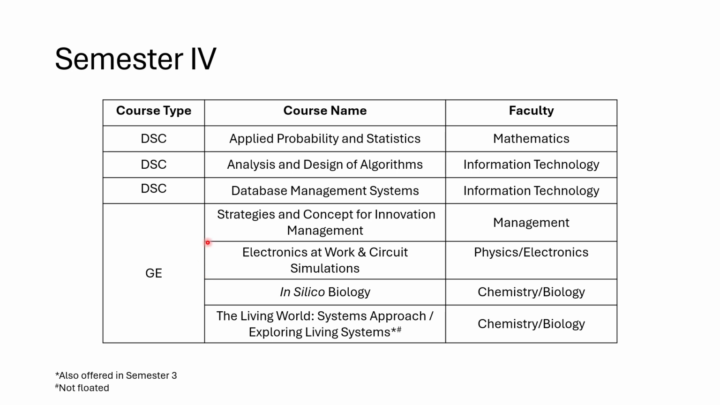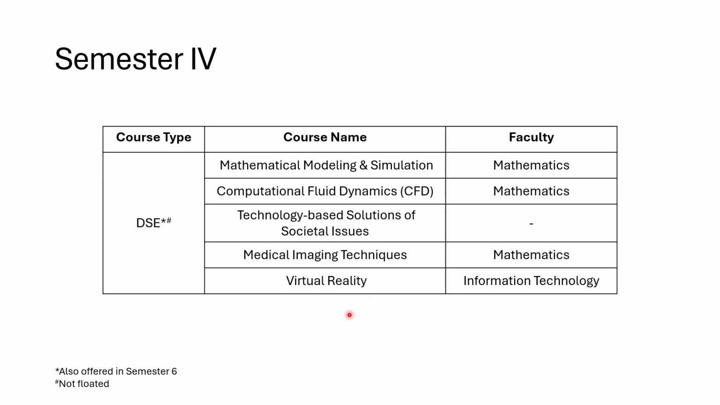From management, you'll have strategies and concept for innovation management. From electronics and physics, you'll have electronics at work and circuit simulations. And from chemistry biology faculty, you have in silico biology. This is the first paper related to computational biology in this minor. Okay, and again, the DSEs which are not floated, and these DSEs are also available in semester 6. You can pause and read it now, or you can just move on with me.